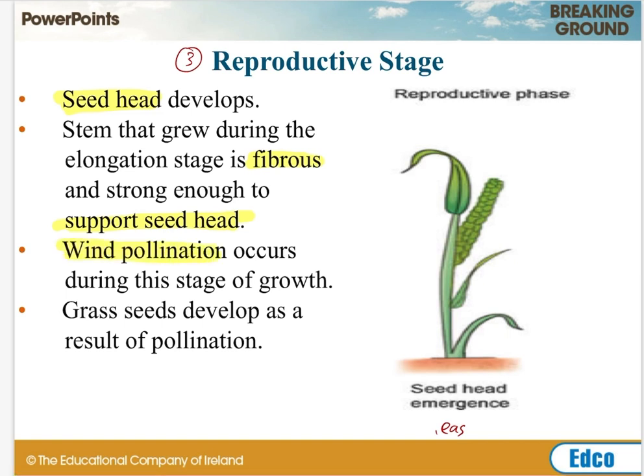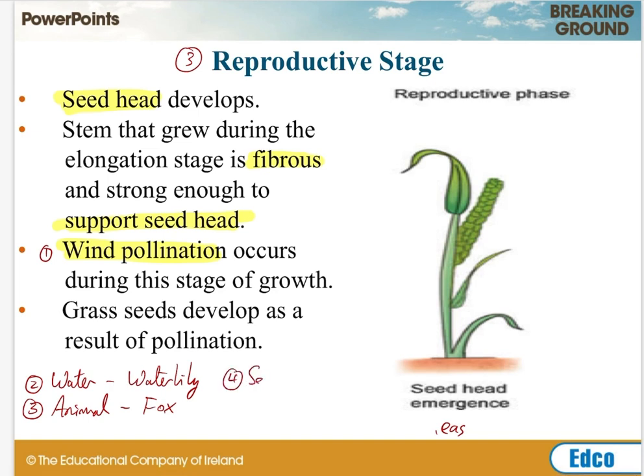So we have different types of pollination, which we're going to run through now. We have wind being one. Our second one is going to be water, and an example there would be your water lily. Third could be animal. For example, a fox picking up different seeds from plants, moving them to different parts of the field, or maybe even to different paddocks. And then lastly is going to be self. Your example for self is going to be peas.